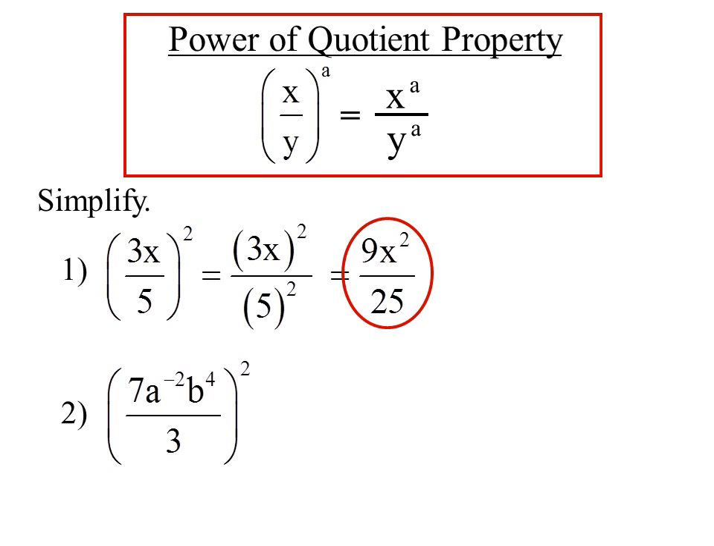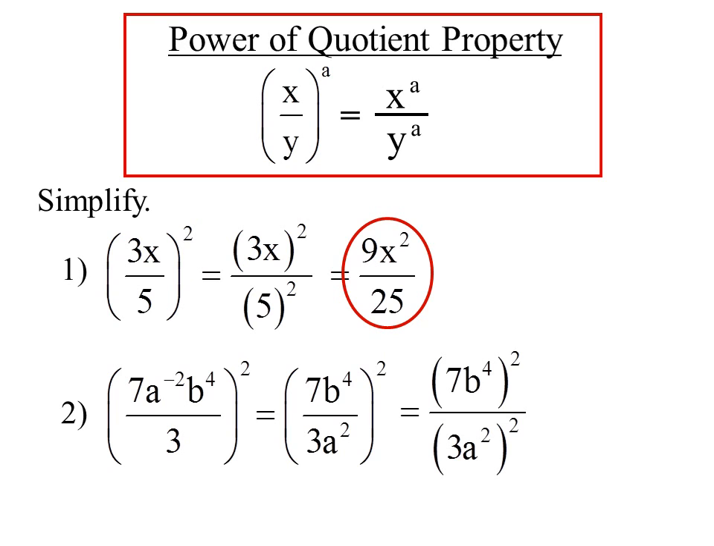Okay, remember, 2 will be distributed to 7, to a negative 2, b to the 4th, and then 3, 1. Okay, that's what we are doing. So remember, 7 squared is going to be 49. And the a was negative, we dropped it down. Look at it carefully. It's nothing really scary. Now, when I distribute the exponents, 7 becomes 49, b becomes b to the 8th. And 3 times 3 is 9, and then a squared times 4 is a to the 4th.